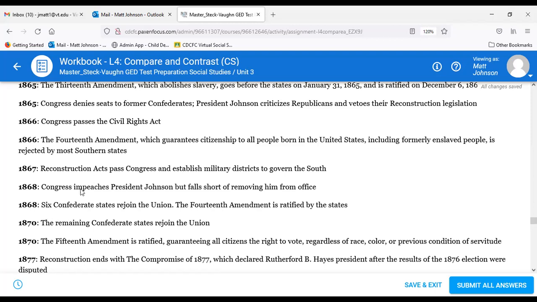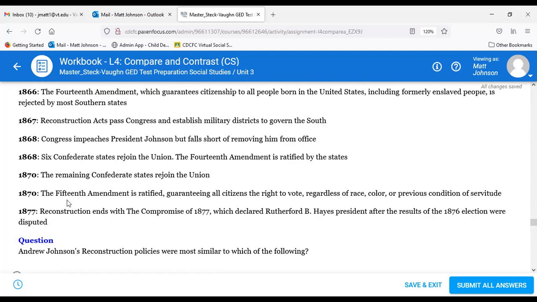In 1870, the remaining Confederate states rejoined the Union. Also in 1870, the 15th Amendment is ratified, guaranteeing all citizens the right to vote, regardless of race, color, or previous condition of servitude. In 1877, Reconstruction ends with the Compromise of 1877, which declared Rutherford B. Hayes president after the results of the 1876 election were disputed.